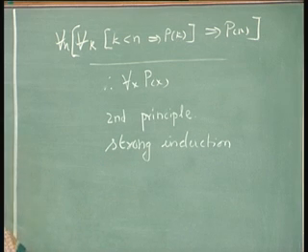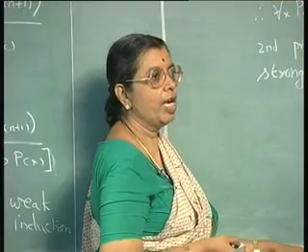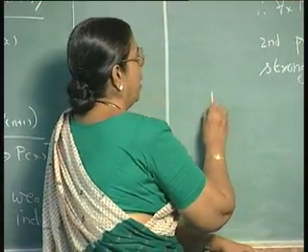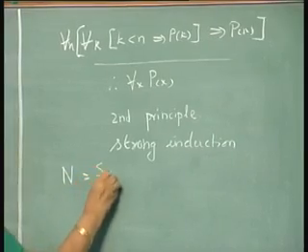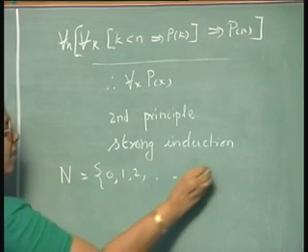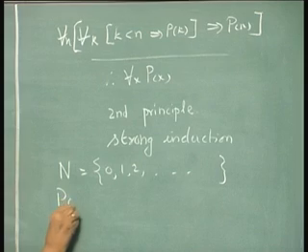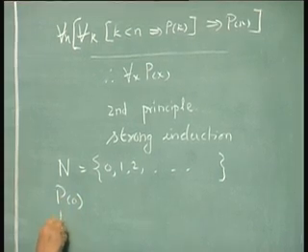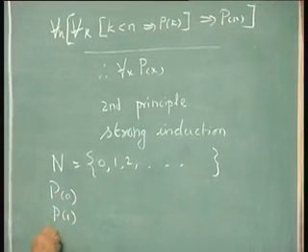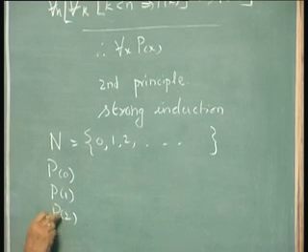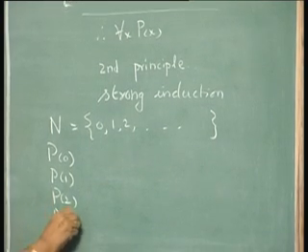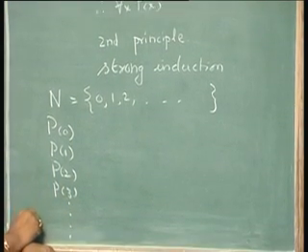Now, as far as the set of natural numbers is considered, n equal to 0, 1, 2, etc., both have the same effect. In one case you prove P0, and using P0 you prove P1, and using P1 you prove P2, and using P2 you prove P3, and so on. This is weak induction, or the first principle.